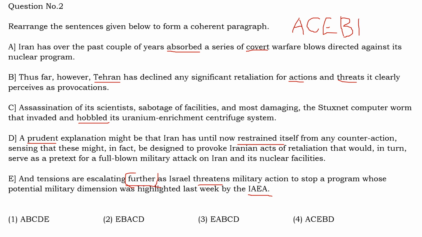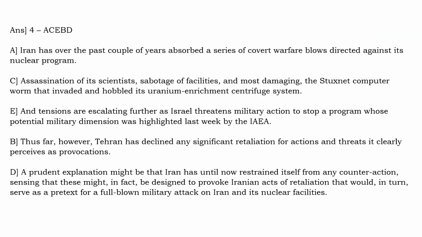So ACEBD is very clearly the sequence, because it talks about the issue, then the things that have happened, then the things that may happen in future, then Iran not doing anything, and then the reason for Iran not doing anything. So ACEBD is a very clear logical sequence. You can see the sequence here. Once you read it, it will be very clear to you.